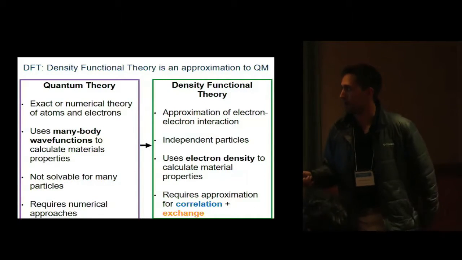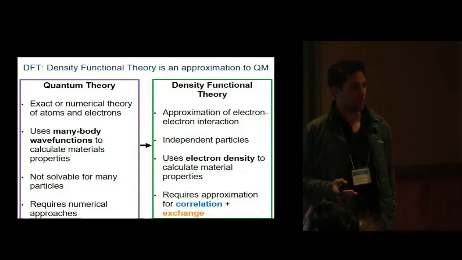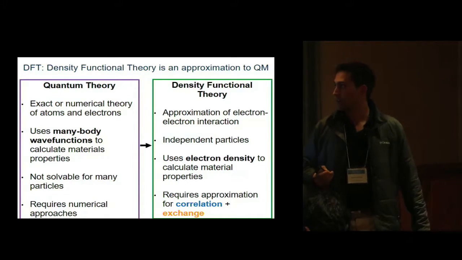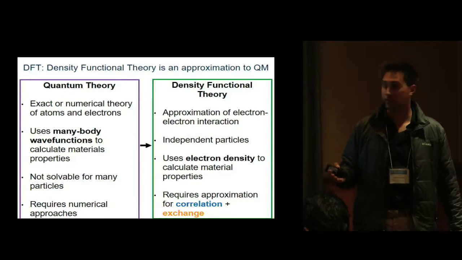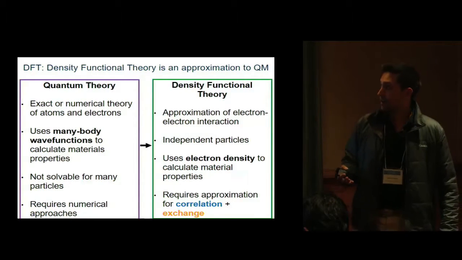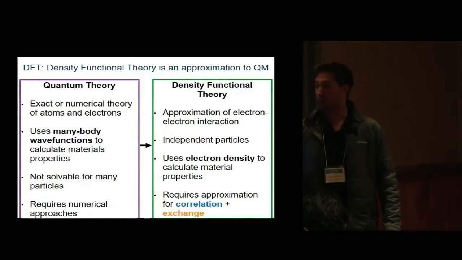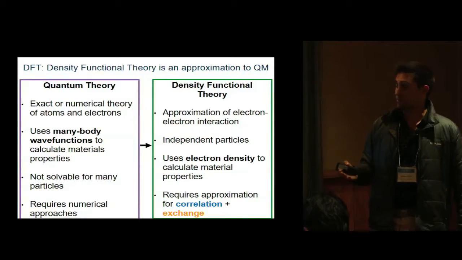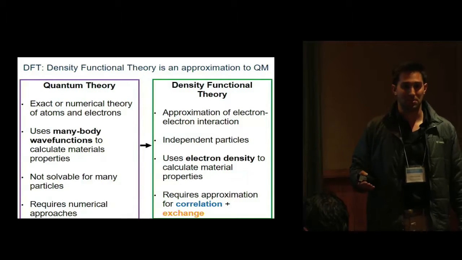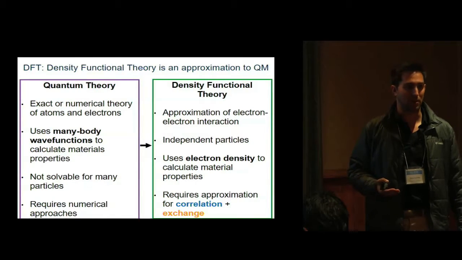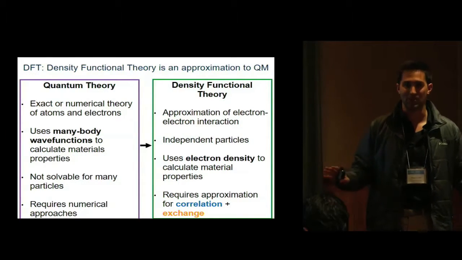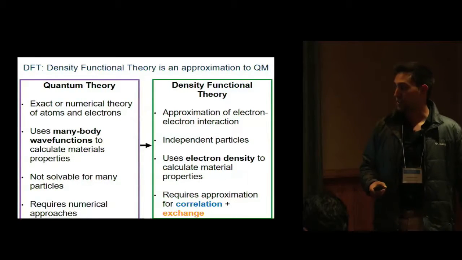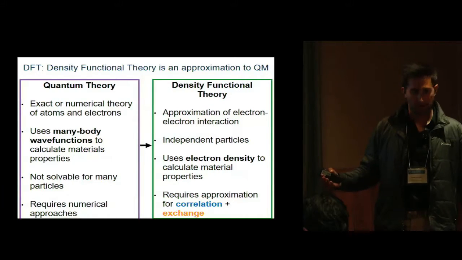So a little bit of background on DFT in case anyone's not familiar with the theory. So say we want to start with quantum theory. It's an exact or numerical analysis of atoms and electrons. And it uses something called the many-body wave function to calculate observables. This, unfortunately, is not solvable for many problems in the field. As you learn in a quantum 1 class, the most advanced problem you can solve analytically is the hydrogen atom, 2 particles. So what do we need to do? We need to go to more advanced numerical approaches.